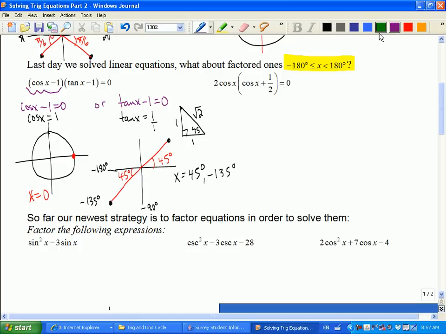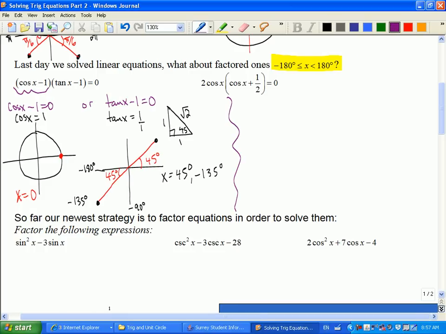So in the next example, again, I want you guys to take a look. Try from the beginning. You're going to look at each piece and find the solutions to each piece.